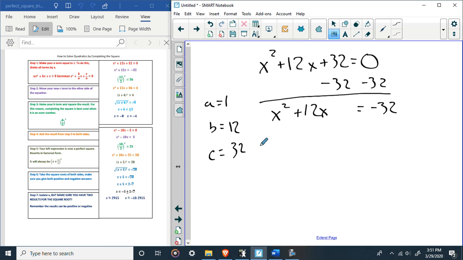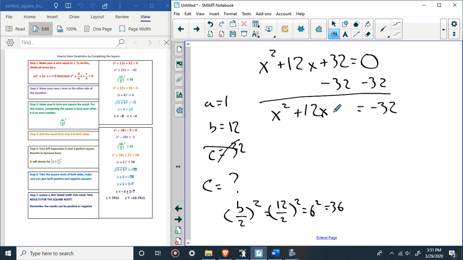So really what we want to do now is, we don't have a C term. We want to know what C will make this a perfect square. So again, what are we going to do? We're going to take our B term, divide it by 2, and square it. So in this case, it's 12 over 2 squared. Well, 12 over 2 is 6, and 6 squared is 36.